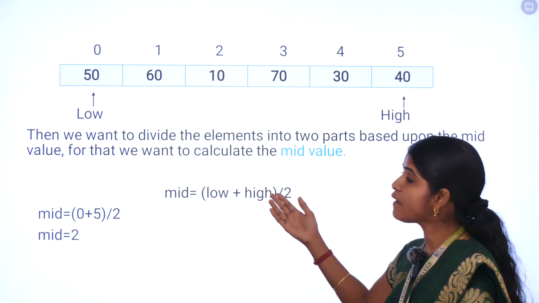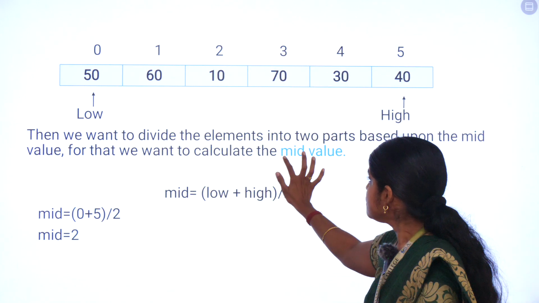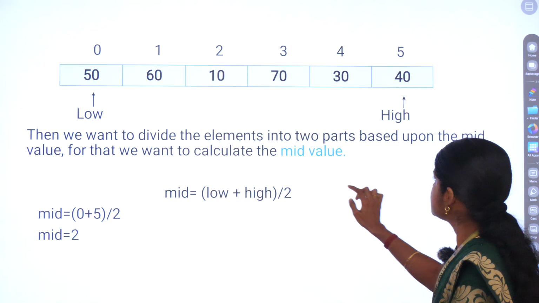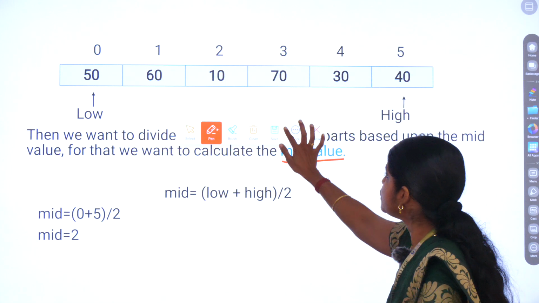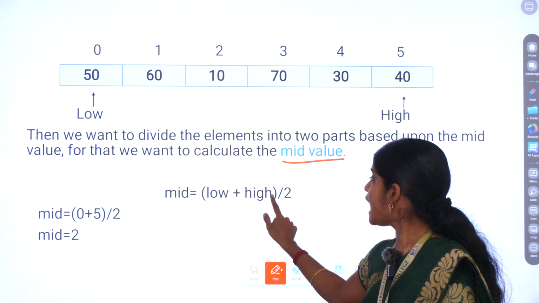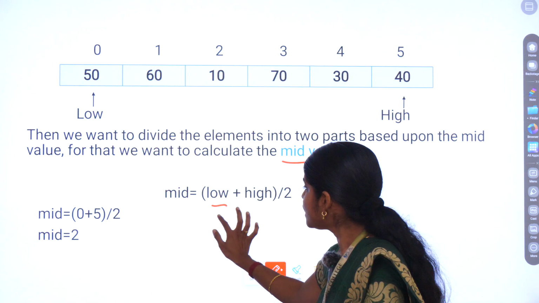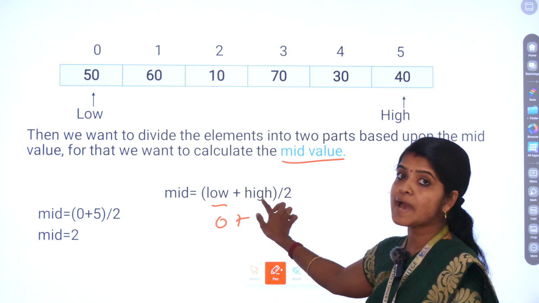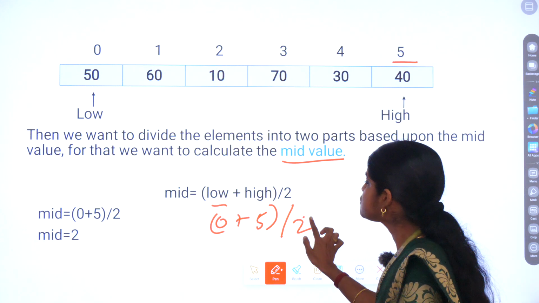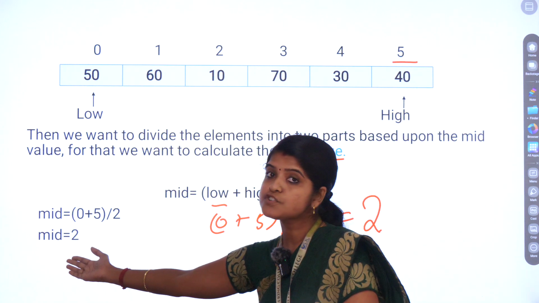After that, we want to divide the elements into two parts based upon the mid value. For that purpose, we want to calculate the mid value. Here is the formula: mid is equal to (low plus high) divided by 2. Here the lower index value is 0, so mid is equal to 0 plus the higher index value, which is 5. So (0 plus 5) divided by 2 gives us 2. So now our mid value is 2.